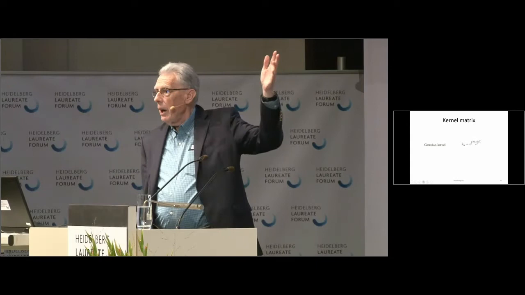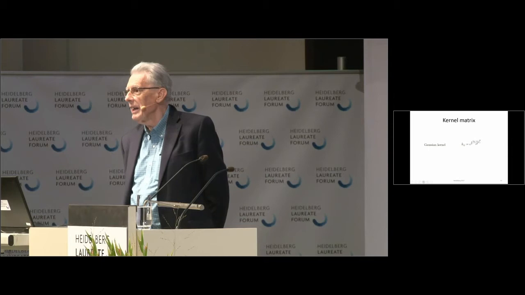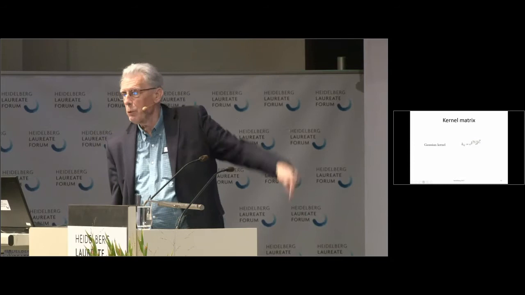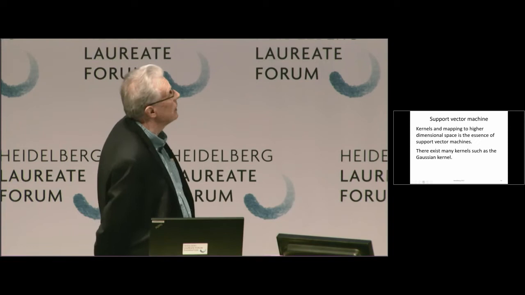And notice it's very easy to calculate the element Kij, which is the product of F of A sub I and F of A sub J. You just calculate this: you subtract the two patterns, square it, and raise E to some power. Okay. So this is basically the essence of the support vector machine.